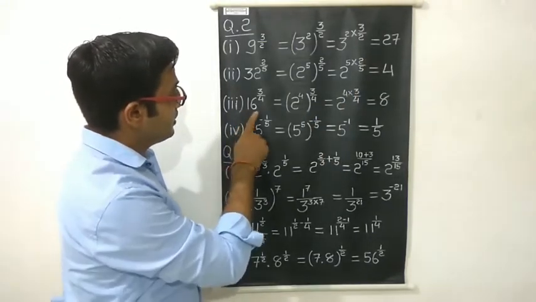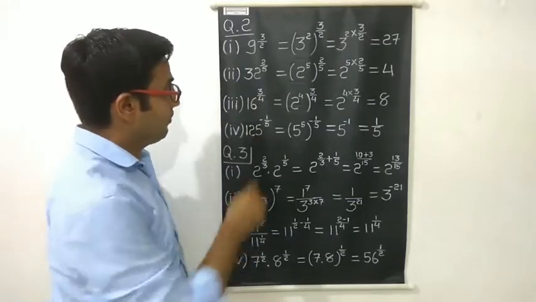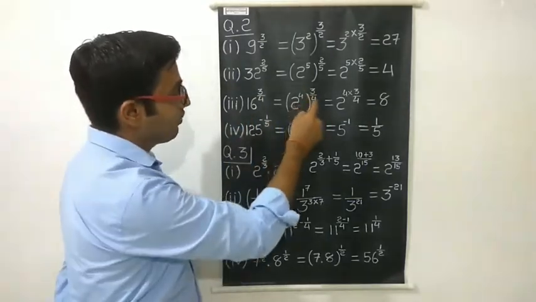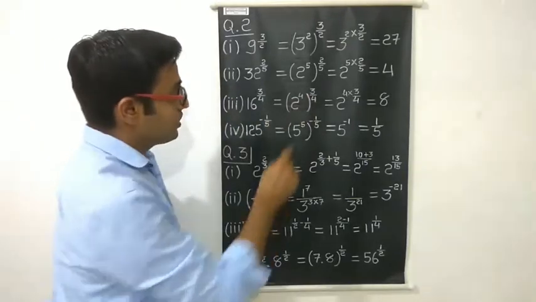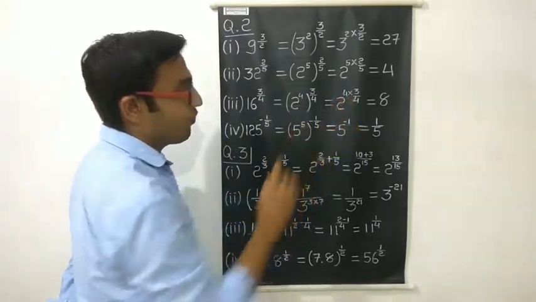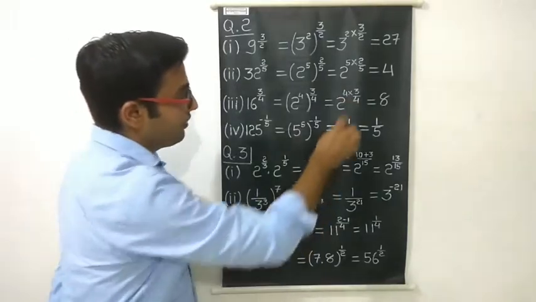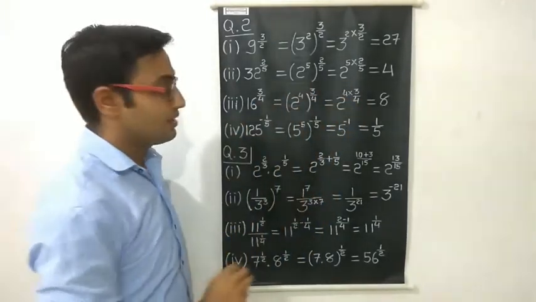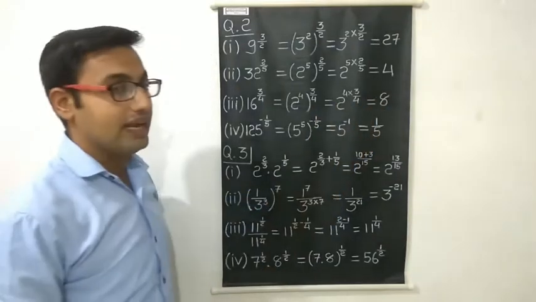Third, 16 raised to 3 upon 4. We can put down 2 raised to 4 instead of 16, and whole raised to power 3 upon 4. So this 4 and the 3 upon 4 power will multiply. 4 and 4 will cancel out each other. 2 raised to power 3 will remain as it is. So 2 raised to power 3 is 8.